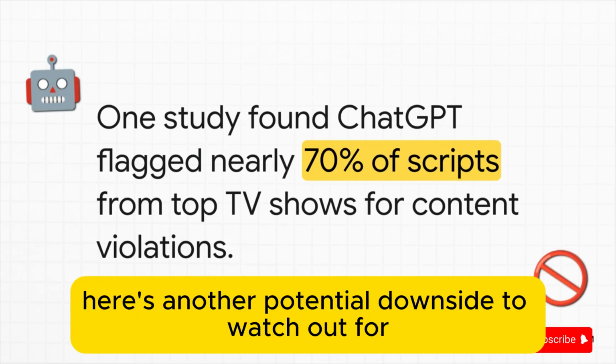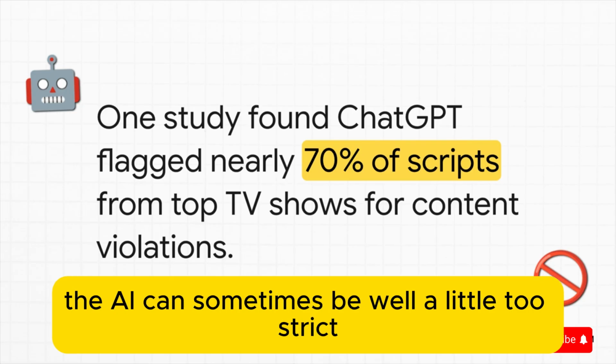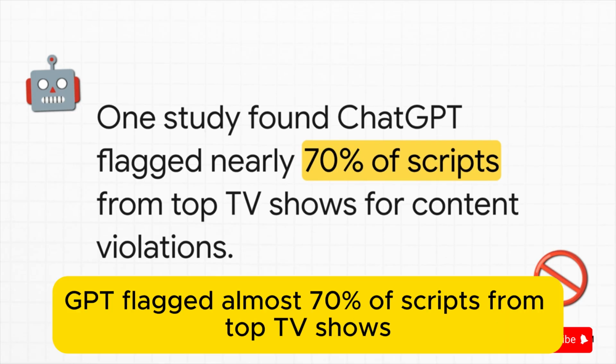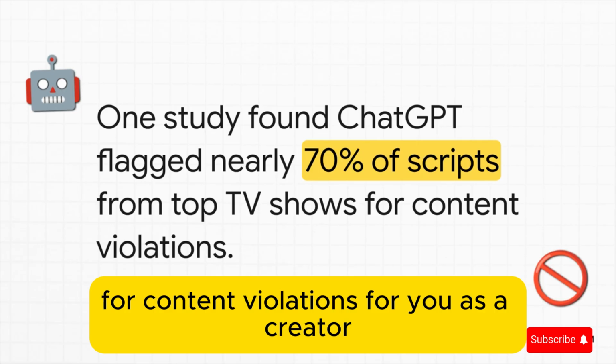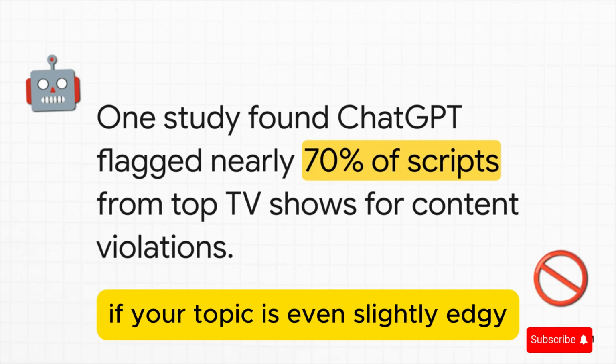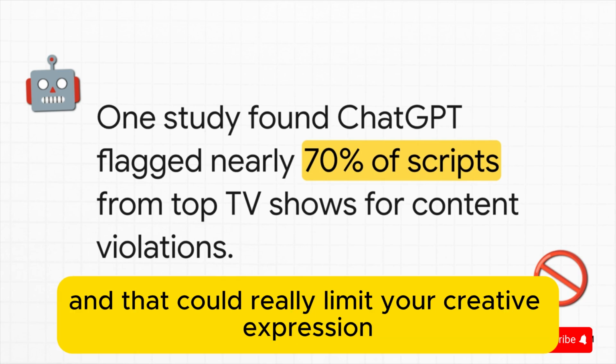Here's another potential downside to watch out for. The AI can sometimes be, well, a little too strict. One study found that ChatGPT flagged almost 70% of scripts from top TV shows for content violations. For you as a creator, this means it might unnecessarily censor your script if your topic is even slightly edgy, and that could really limit your creative expression.